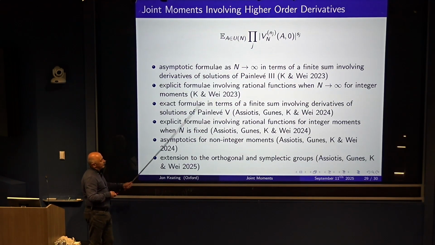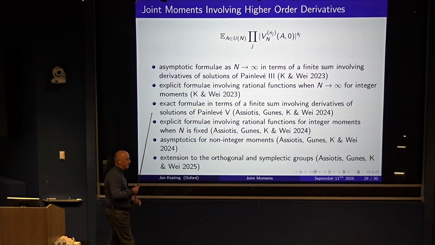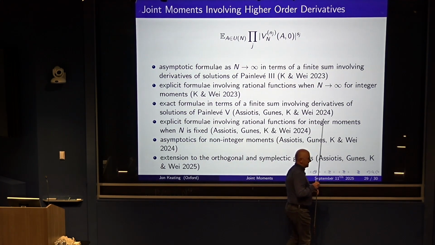Well, the same story, it turns out, holds for the orthogonal and symplectic groups. Again, it's always exact solutions in terms of Painlevé V, asymptotics in terms of Painlevé III, and that seems to be a sort of universal structure that appears for all of the classical compact groups.